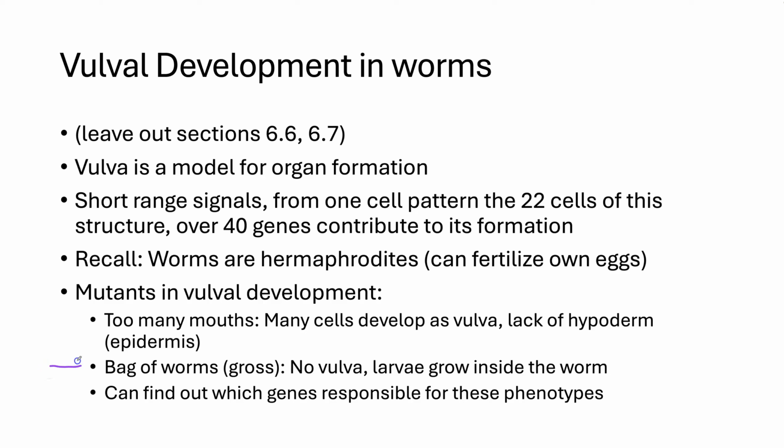I remember I was a grad student when they started identifying these bag of worms genotypes where there was no vulva development. They were looking for other things, but they found this as one of the mutant phenotypes in the screens. But you can also have mutations in genes that cause too many vulvas. So this shouldn't say too many mouths, which is a different thing. It's a multi-vulva phenotype.